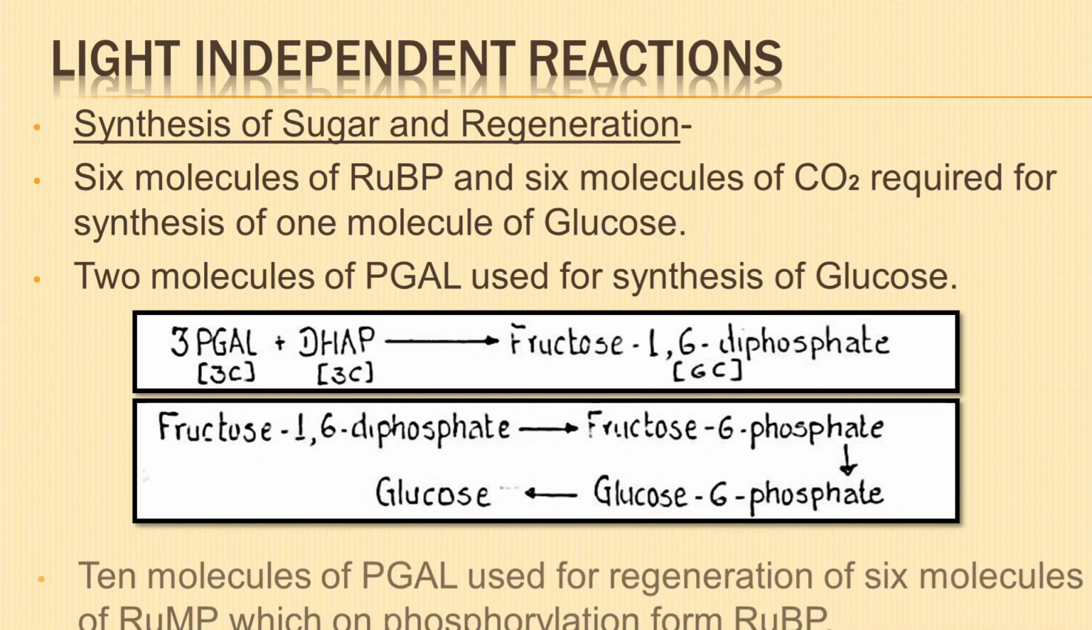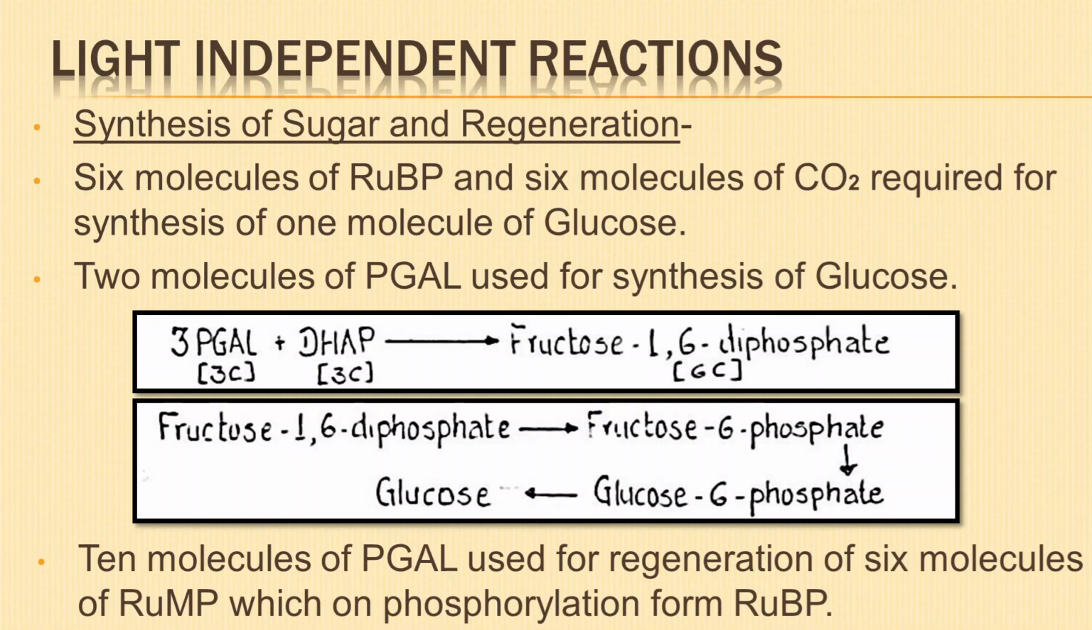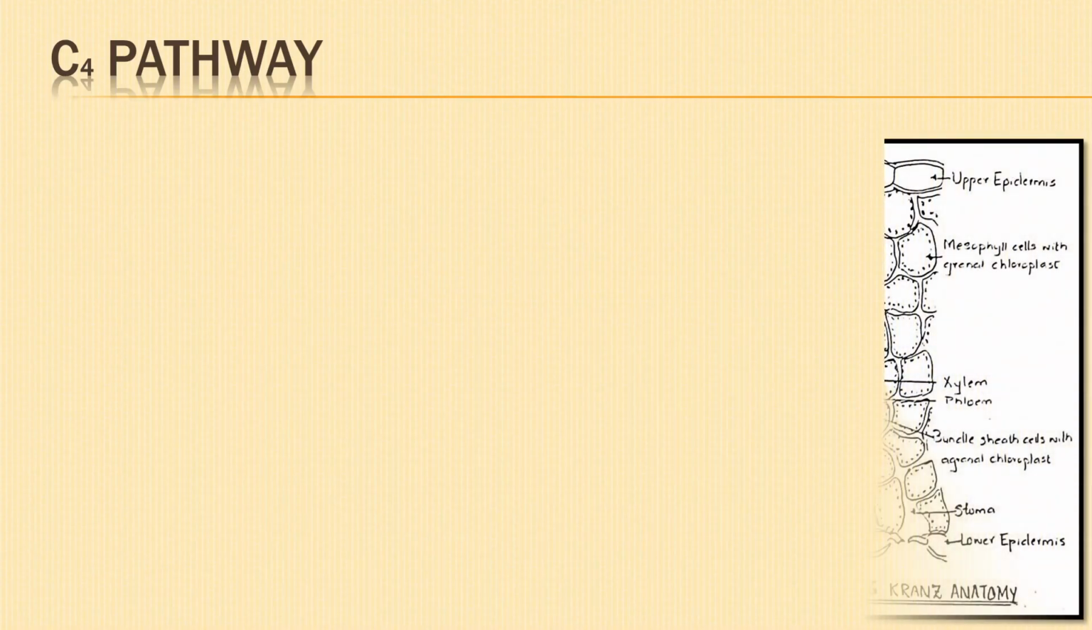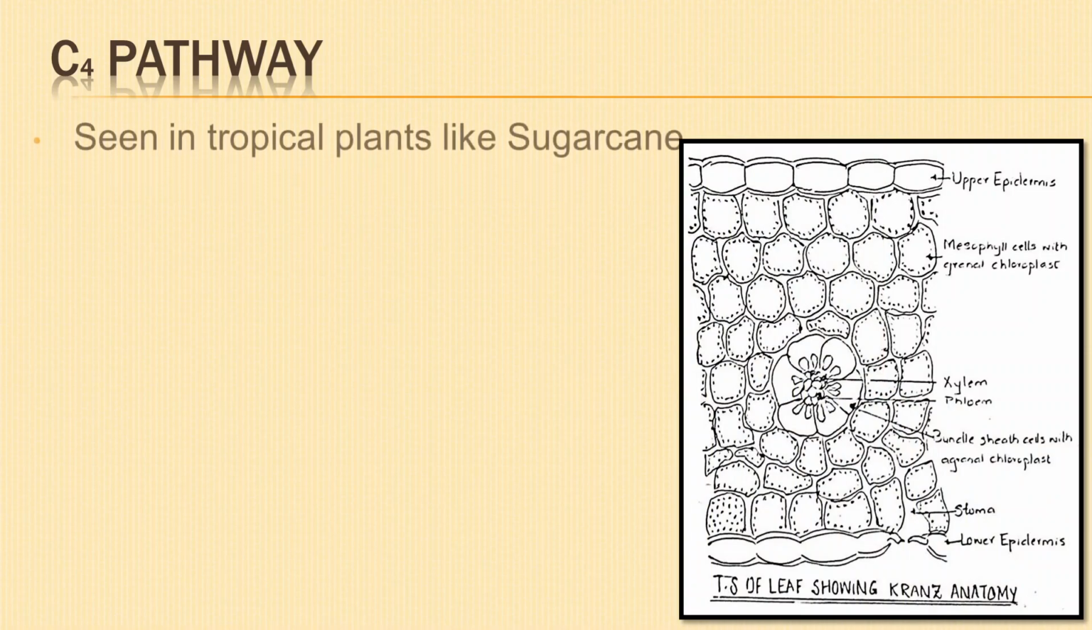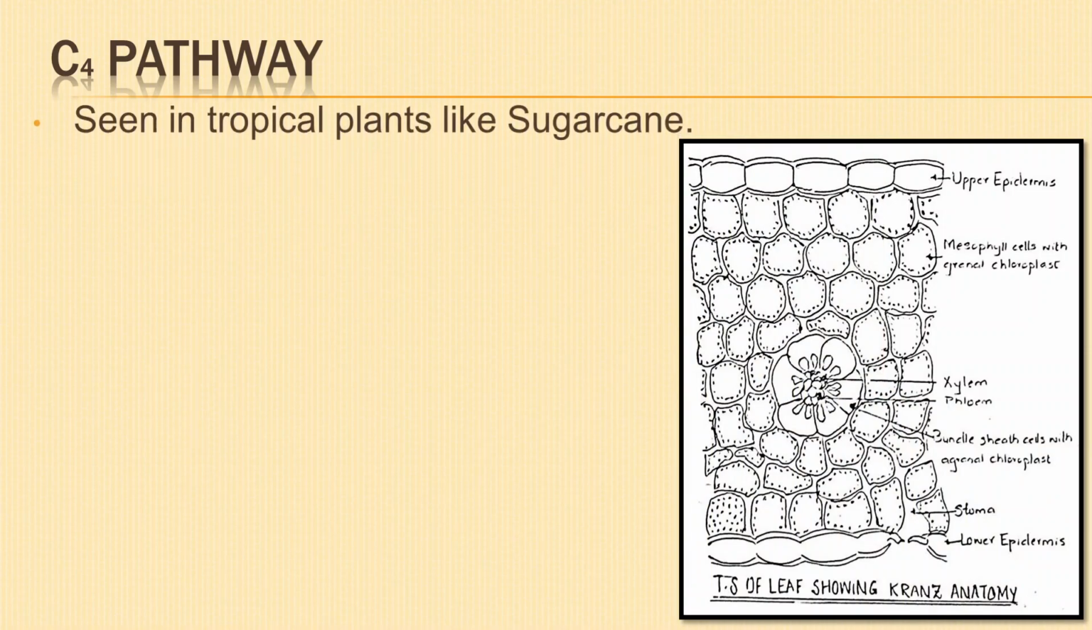Out of 12 molecules of PGAL, 10 molecules are utilized for the regeneration of 6 molecules of ribulose monophosphate RuMP, which on phosphorylation form RuBP using ATP. Having learnt in detail about C3 pathway, let us take up C4 pathway, which is known as Hatch-Slack pathway. This pathway is seen in certain tropical plants like maize, sugarcane, etc.